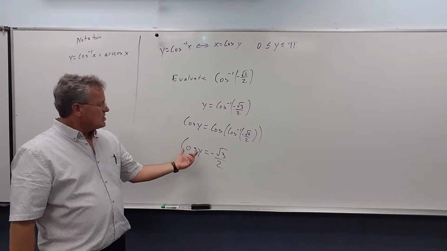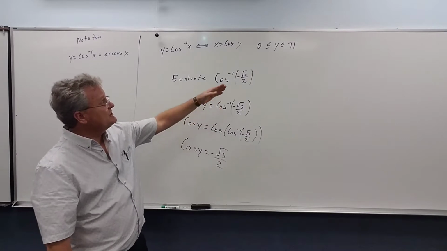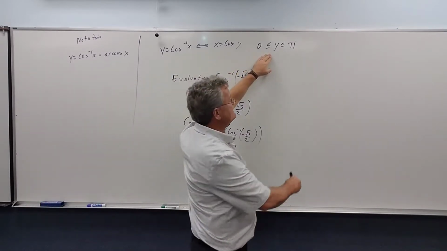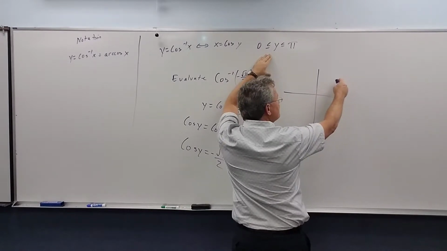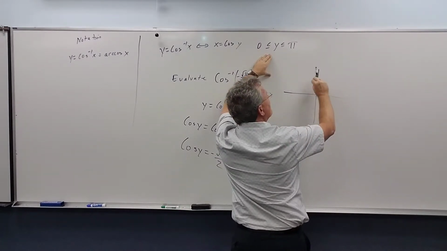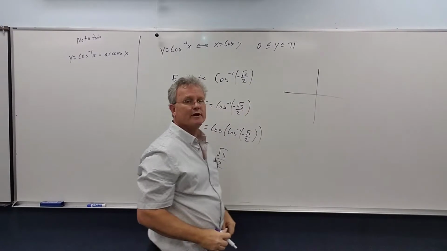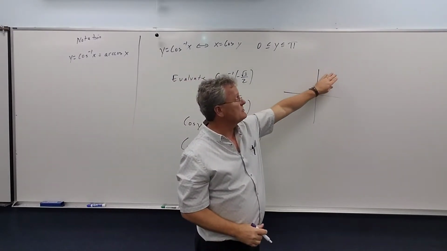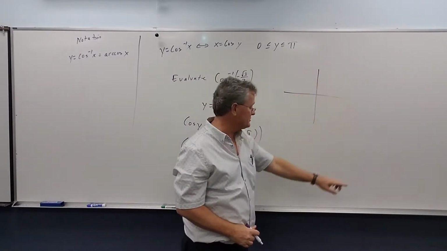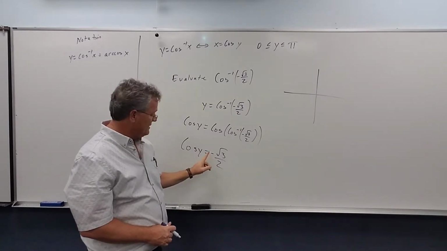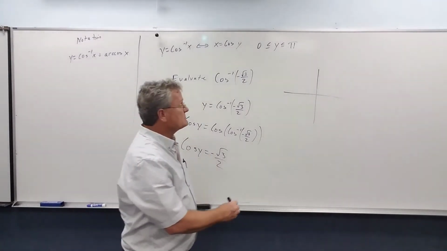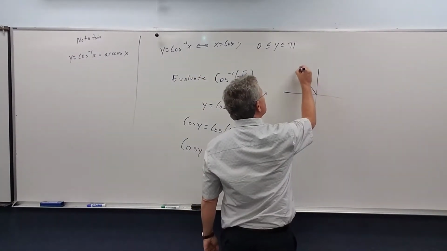All right, cosine is negative. The question here is y is between 0 and pi. In other words, the angle is either in the first or the second quadrant. All of our trig functions are positive in the first, so we need to set up our triangle in the second quadrant in order to get a negative answer. So we set up our triangle here.